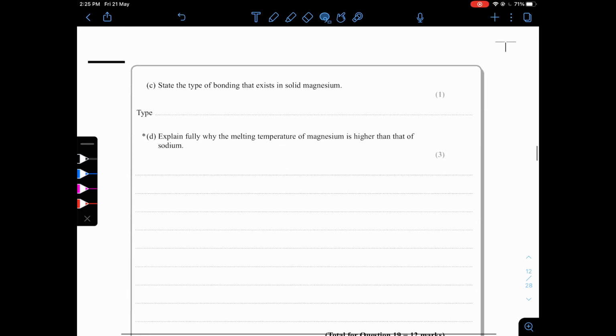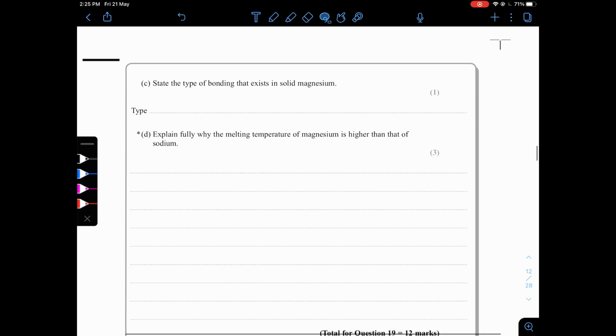Okay, so the next one, what type of bonding exists in solid magnesium? Now, we know the magnesium is a metal, right? So the type of bonding that exists in magnesium is metallic bonding. So you can write metallic bonding.